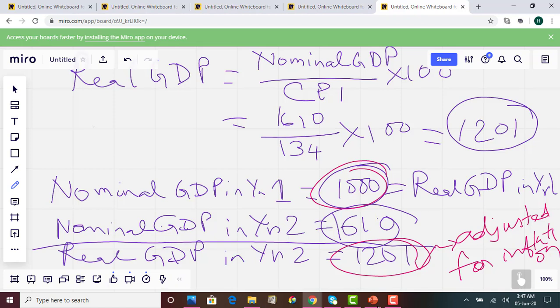Okay, so yes, it did go up from 1000 to 1201, which is good, but it did not go up as much as this. It went up by $201. So it is a more accurate comparison and makes more sense. Okay, so that's how we are going to do it.